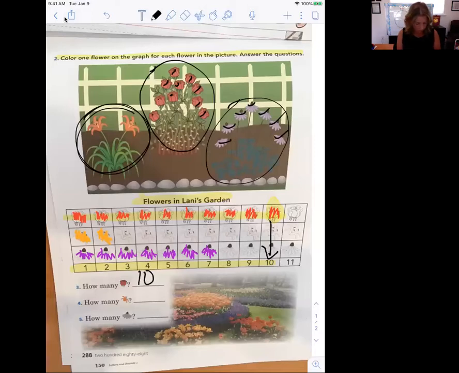How many orange flowers did we color? Well, we could just count them, 1, 2. And then there's the number that coordinates right below. So we colored 2. And how many purple flowers did we color? Right, 7. Okay, boys and girls. So now we have finished our math worksheet.